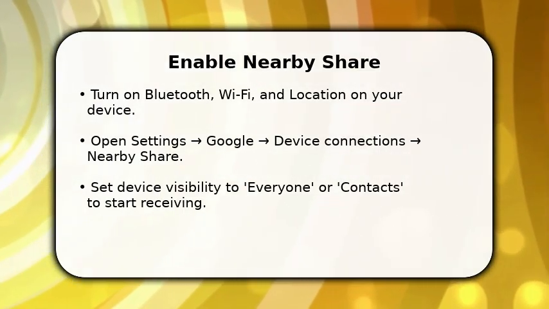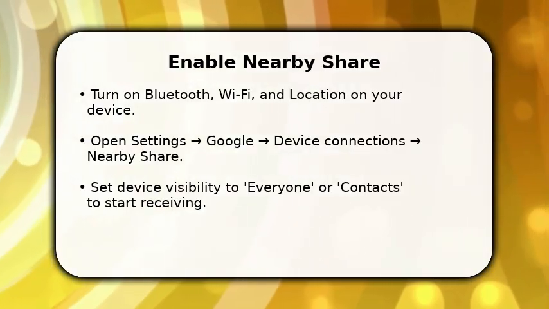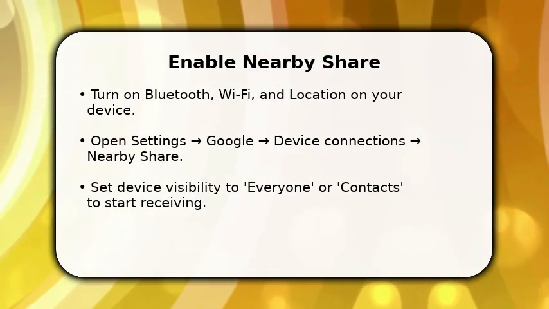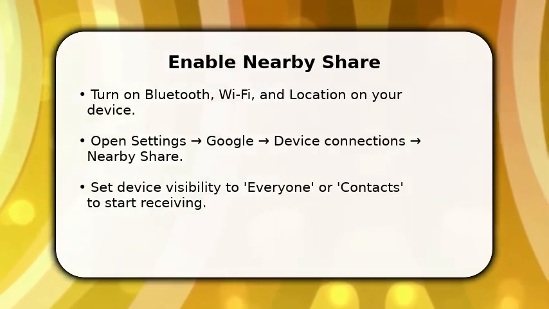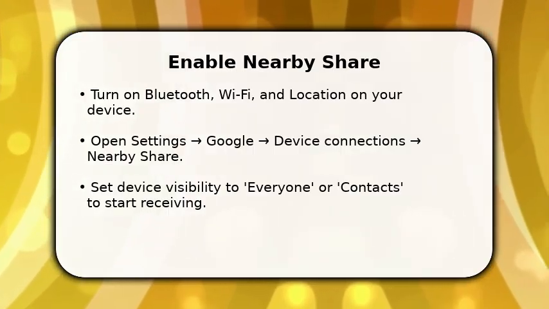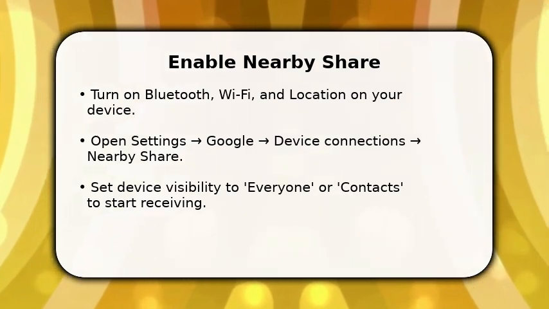Next, open Settings, choose Google, then Device Connections and Nearby Share. This is where you toggle the feature on. Set visibility to everyone or contacts depending on who should send files. Once done, your device advertises itself and is ready to accept incoming transfers. Make sure Battery Saver is off so background discovery remains active during.